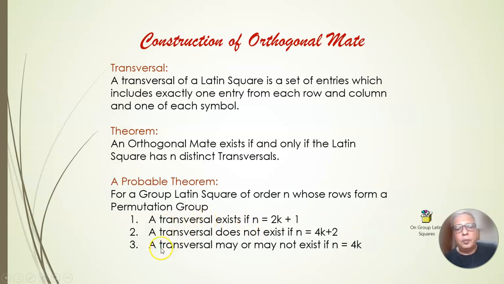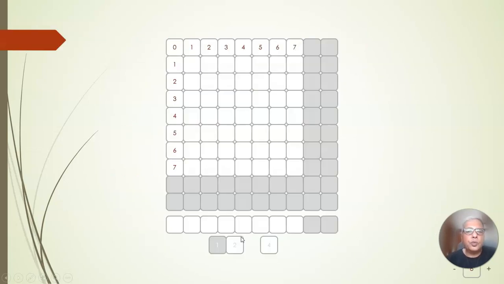And when it is of the form n equal to 4k and the order is composite, and you consider R cycles of length S, where R into S equal to n, then it depends whether the transversal will exist or not. But when n is of the form 4k plus 2, the transversal does not exist. So this group Latin square method won't help me in getting an order 10 Graeco Latin square.